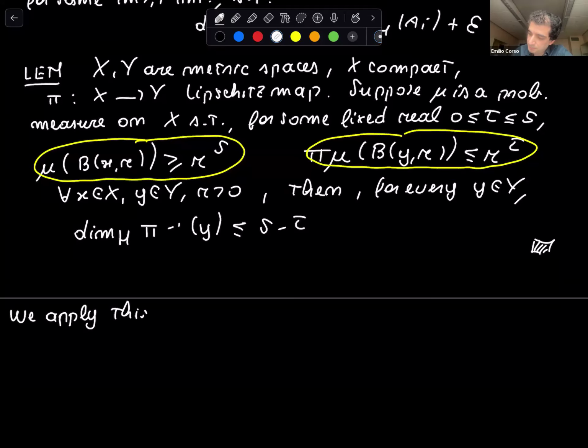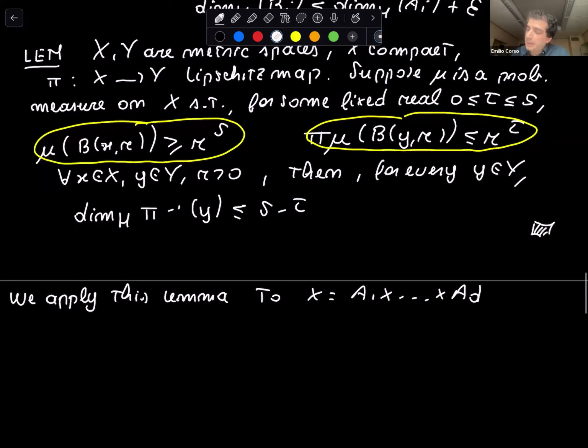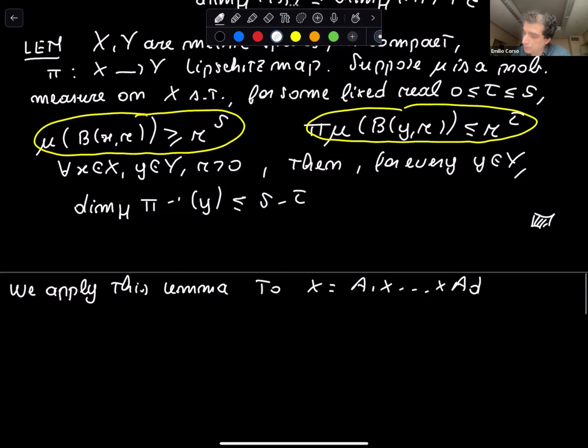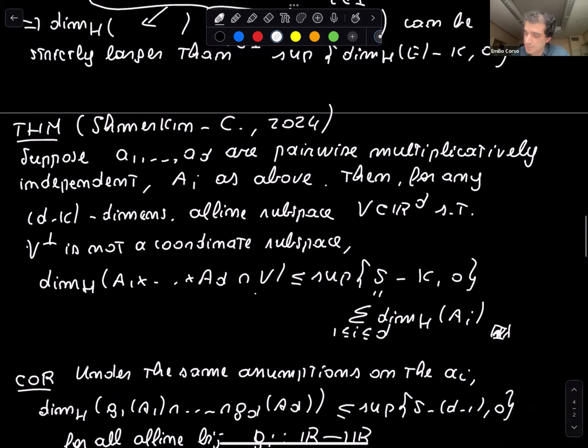We apply this lemma to, well, of course, X is the product. Okay, it's not compact, but it sits inside a compact set. I assumed X to be compact. The only relevant thing is to be totally bounded. And pi, well, the orthogonal projection onto the orthogonal complement, onto V perp, where remember that V is the subspace we are intersecting with.